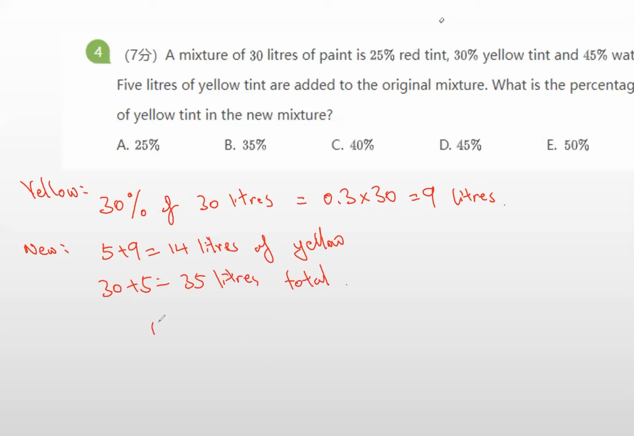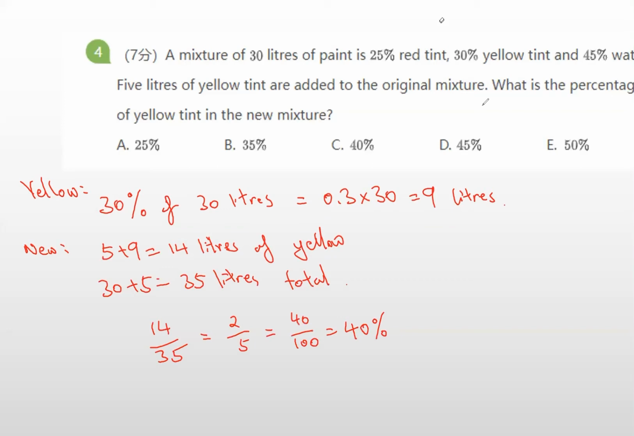So in percentage, we can write in fraction form first, that's 14 over 35. Then if we simplify this, we should get 2 over 5, right, they're all multiples of 7. And we times by 20 top and bottom, that's 40 over 100, so it's 40%. Okay. Should be quite a nice one as well.